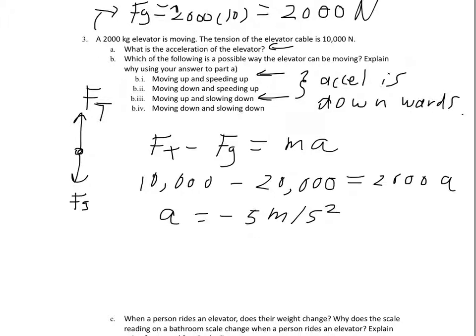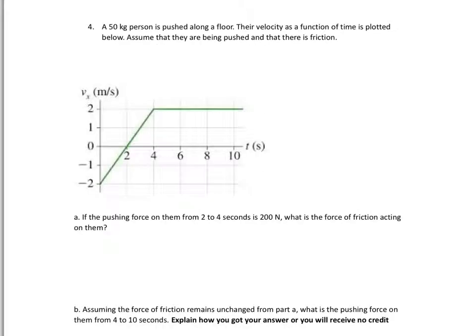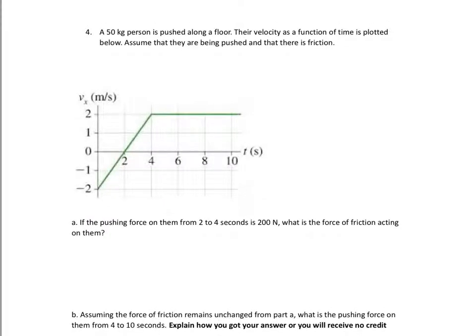So that's number 3. Alright, let's go ahead. We've got this 50 kilogram person pushed along a floor. Here's the velocity plotted as a function of time, and we're going to assume that there's friction. So let's draw a free body diagram here.